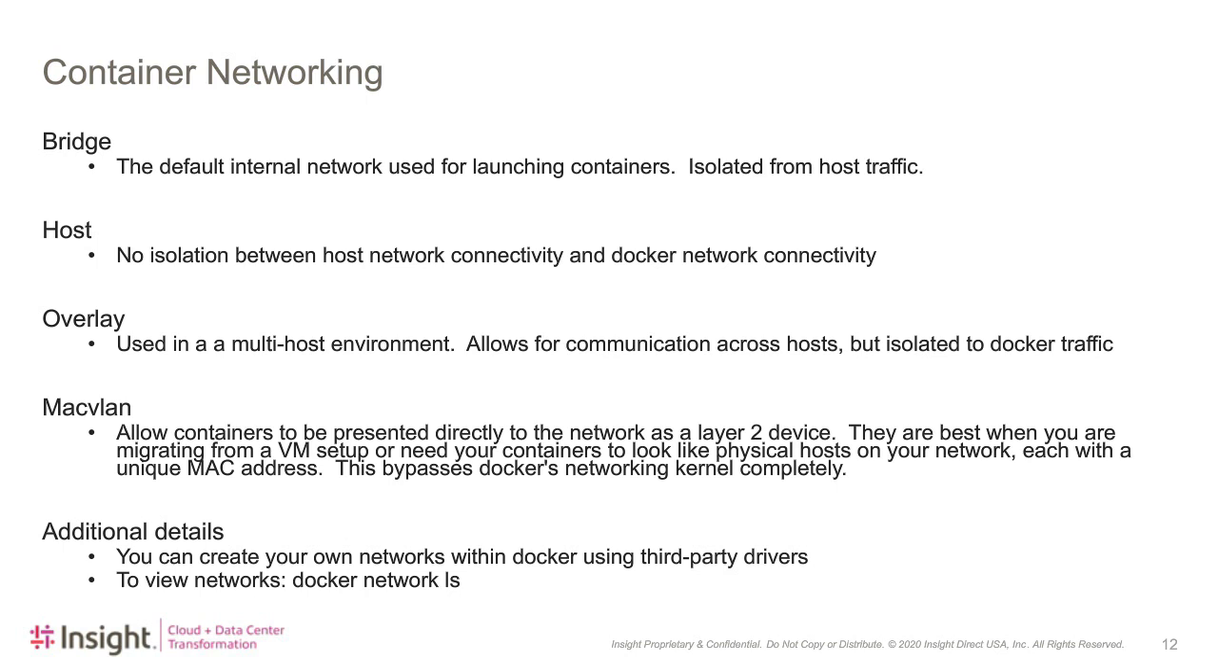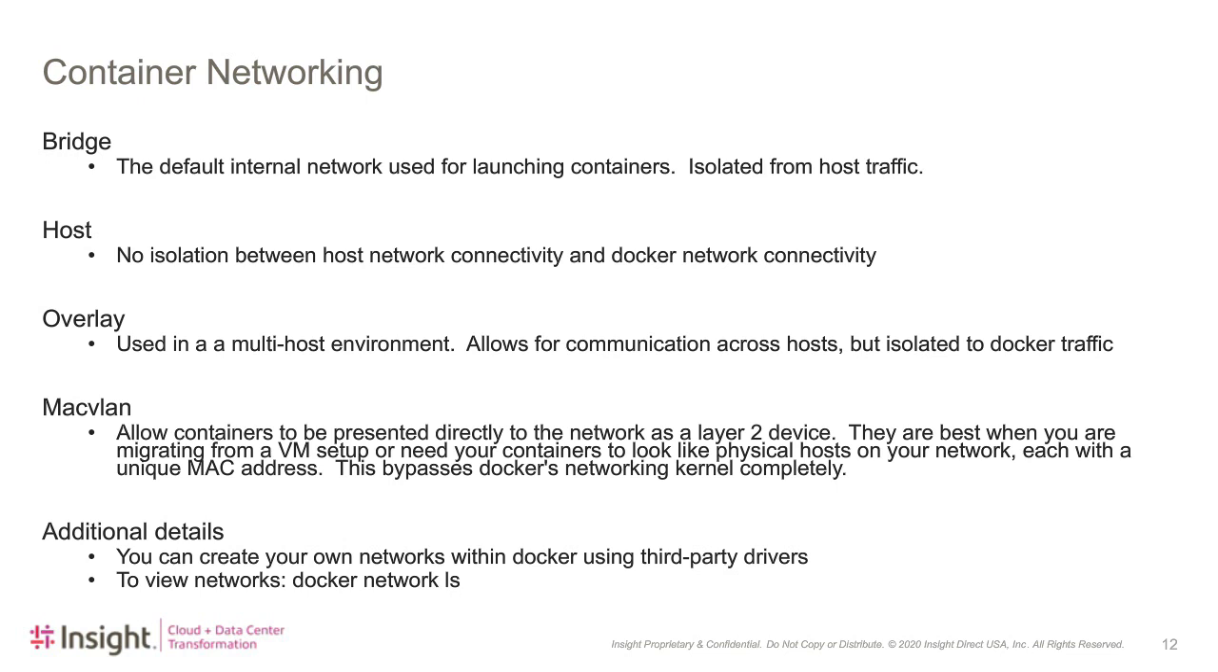I can open ports and pass through ports like a firewall type operation, but for the most part, my containers are isolated and can only talk on the ports that I pass through from a bridge networking perspective. The host networking, there's no isolation between the host network connectivity and the container network connectivity. So it'll use the same layer 2 and layer 3 IP of the host and communicate that way. There is an overlay network that's mainly used for multi-host environment. It allows back-end communication across hosts, but it's isolated to the container and Docker traffic there.